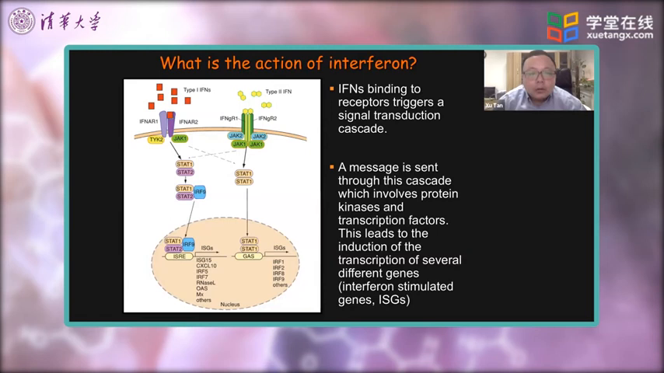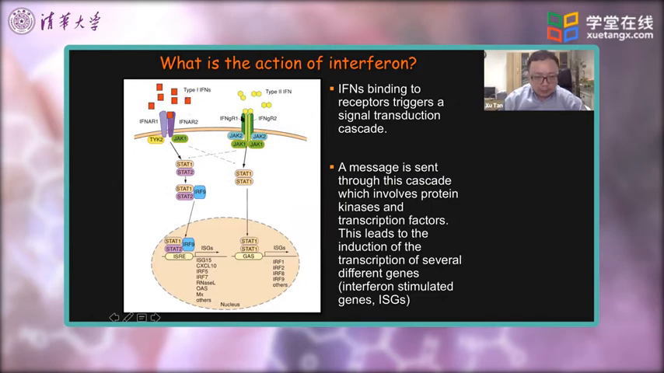So how does interferon work? As I mentioned, interferons are small proteins released by cells into the extracellular environment, so that they can send a signal to neighboring cells. Here it shows that type 1 and type 2 interferon, when released into the extracellular environment, can find their receptors on the surface of the neighboring cells. When the interferons bind to their cognate or specific receptors, type 1 and type 2 interferon have different receptors.